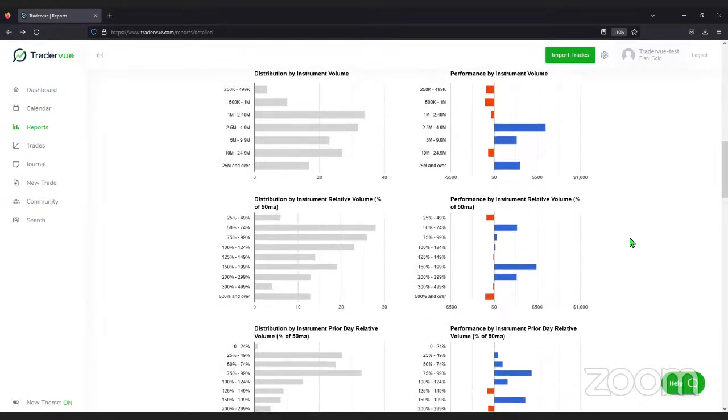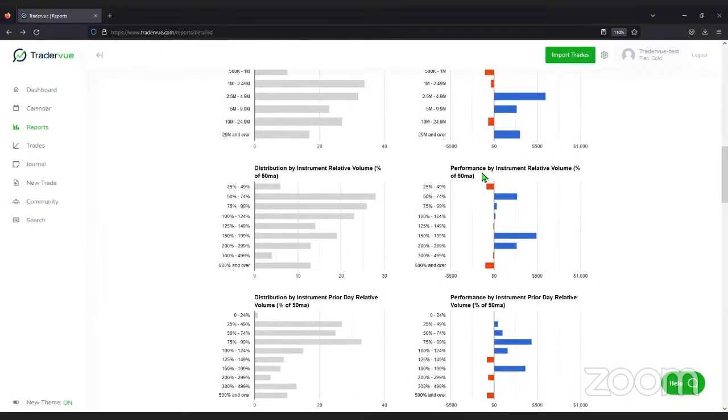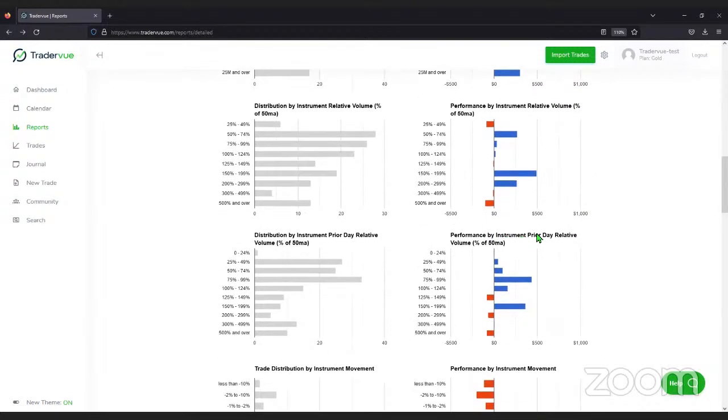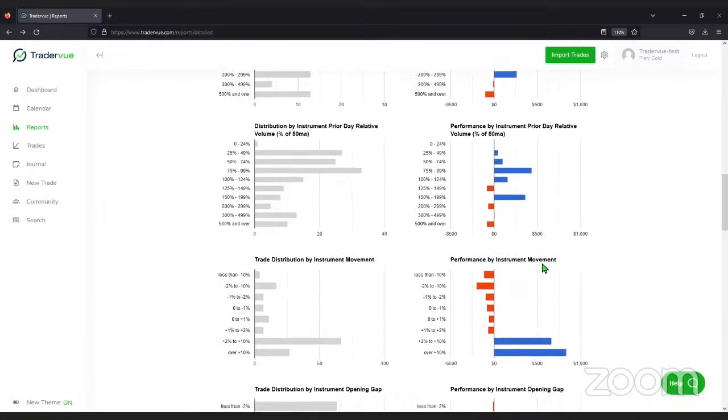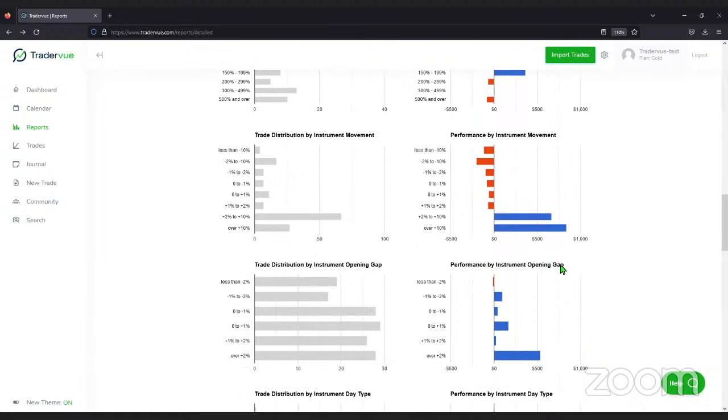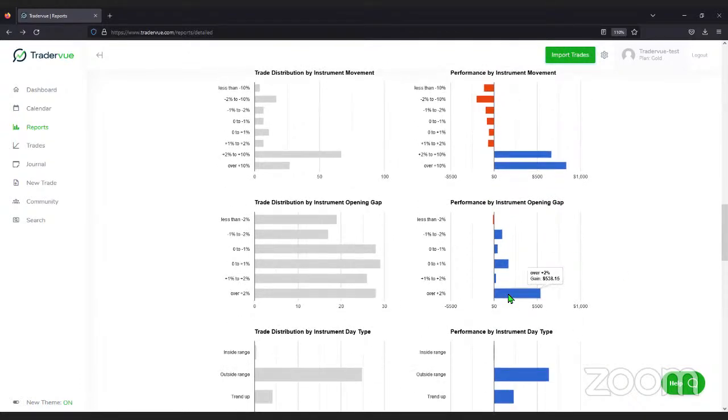So if we scroll lower, you can see more metrics: performance by instrument relative volume, performance by instrument prior day relative, performance by instrument movement, performance by instrument opening gap. So for example, here's a good one. This trader is performing well on stocks that have an opening gap of more than 2%. So if he sees something that is gapping more than 2%, that's something he usually does really well in.